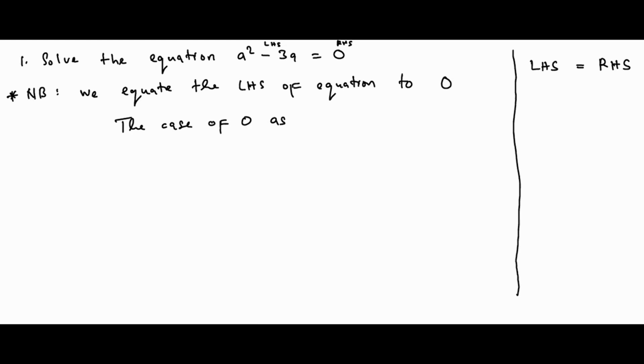So we need to know the case of 0 as a product. 0 is special, especially kana ari a product. We know that a product is what we get after multiplying. 3 times 2 is equals to 6. The product of 3 times 2 is 6. Saka tikamultiply, we get a product.